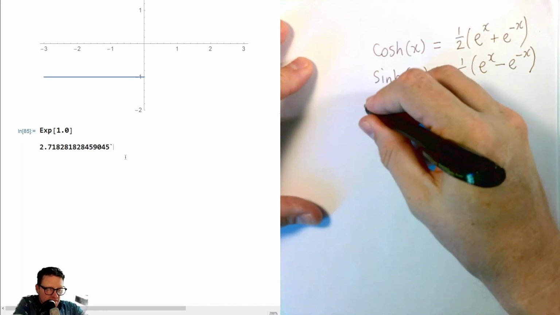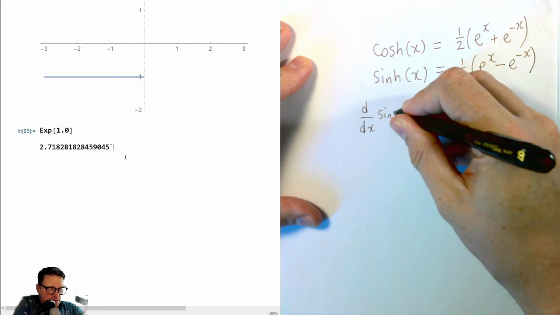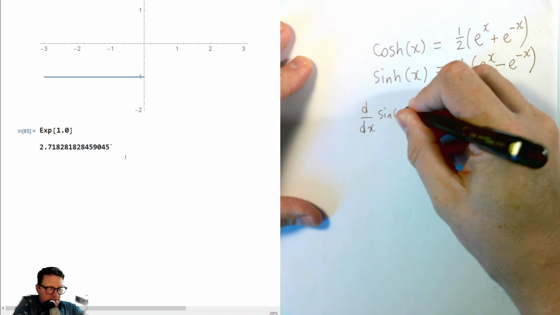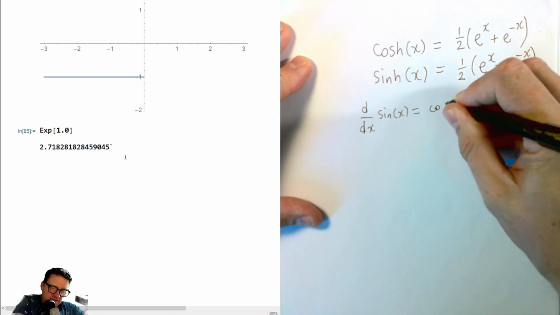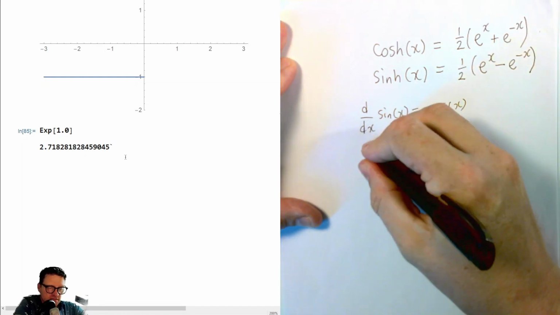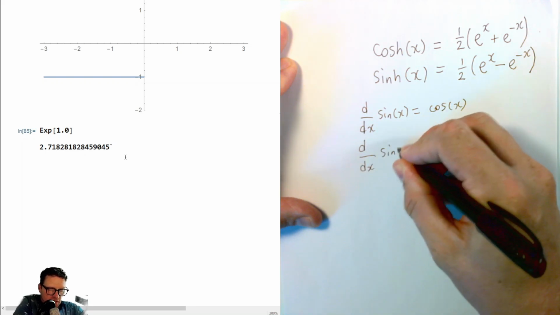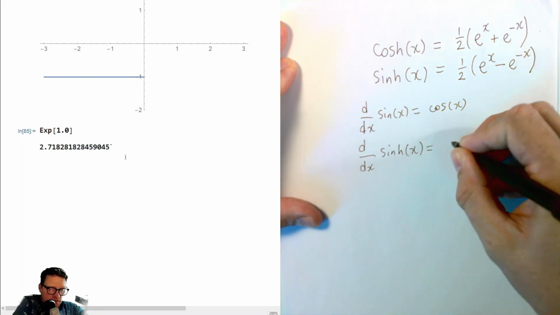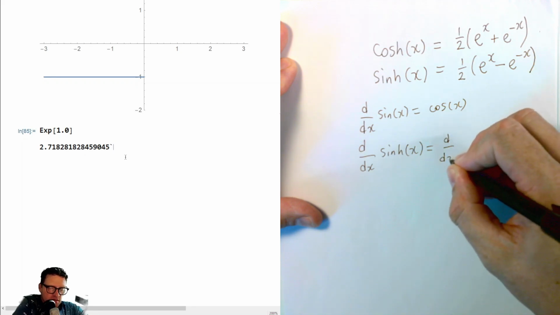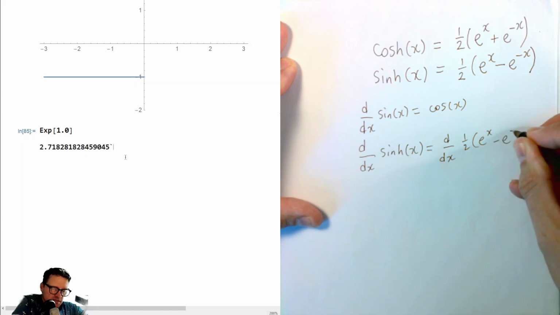So the derivative d on dx of sinh of x is cosh of x. Okay, let's take the derivative of sinh of x. D on dx of sinh of x is the derivative of 1/2 times e to the x minus e to the minus x.